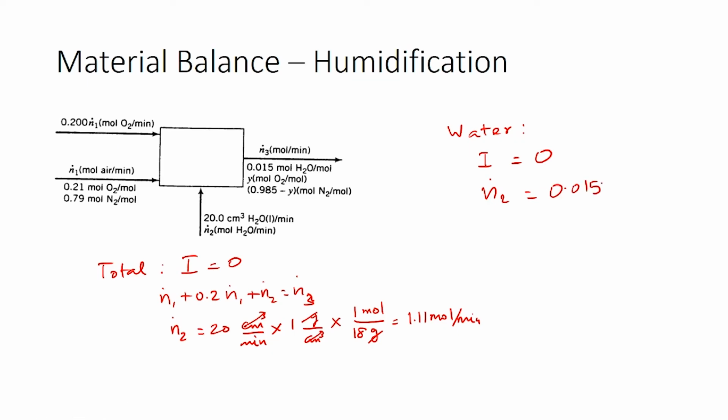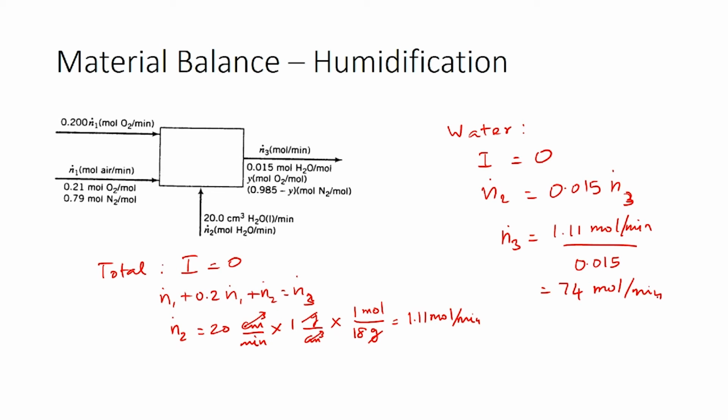0.015 N3 dot. Now that we have already calculated N2 dot, we can calculate N3 dot from this equation. So, N3 dot is equal to 1.11 moles per minute divided by 0.015, which gives you a value of 74 moles per minute.